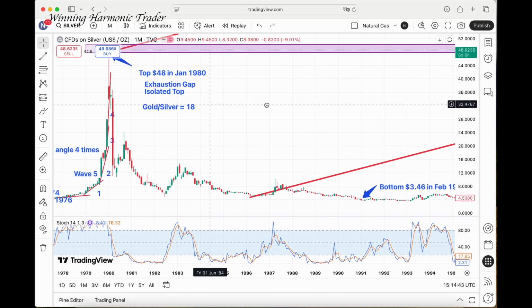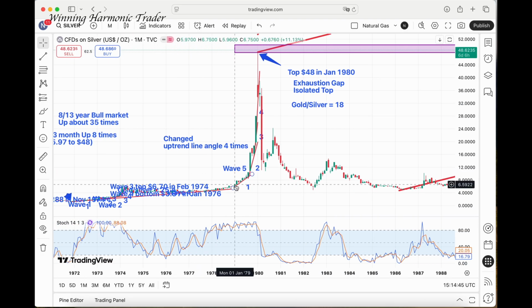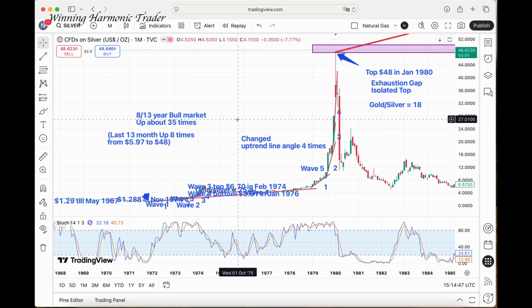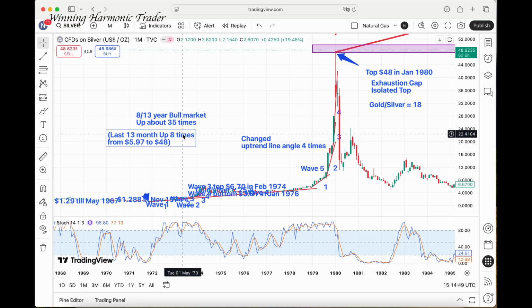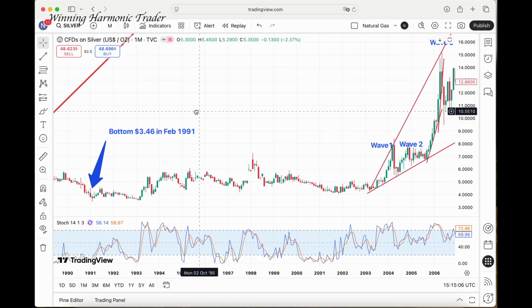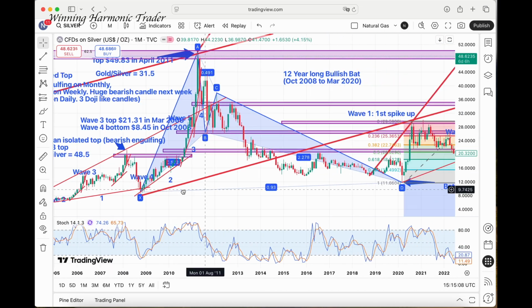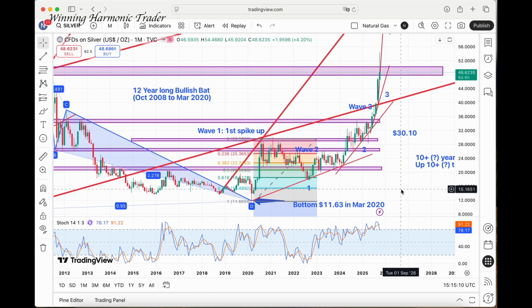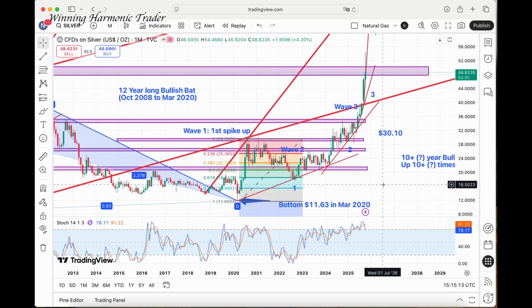Same with the 1980 bull market. It went up 35 times, but the last 13 months went up 8 times, right? The first month was only about 4 times, less than 5 times, but the last 13 months went up 8 times. So if this is wave 5, right, then the biggest move is coming, right?